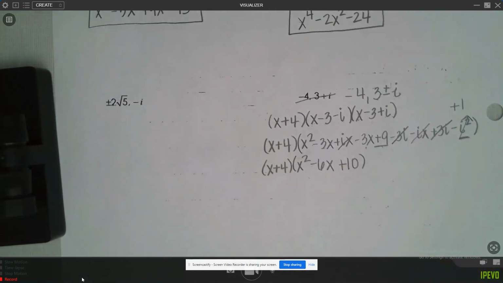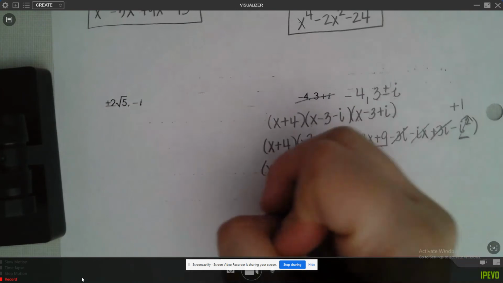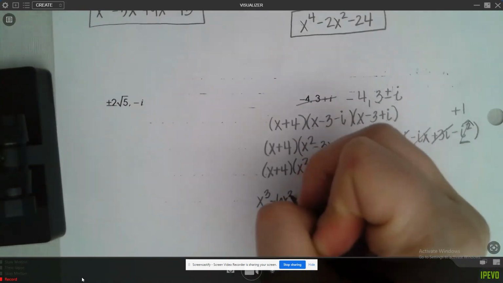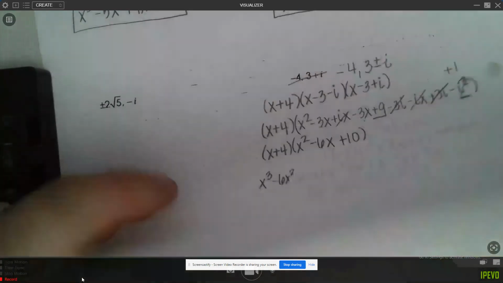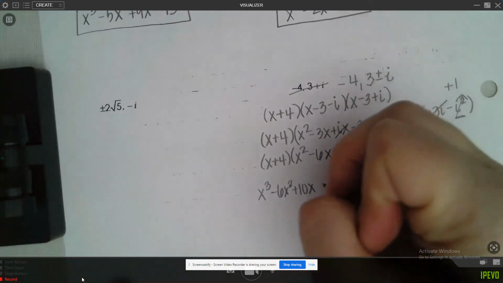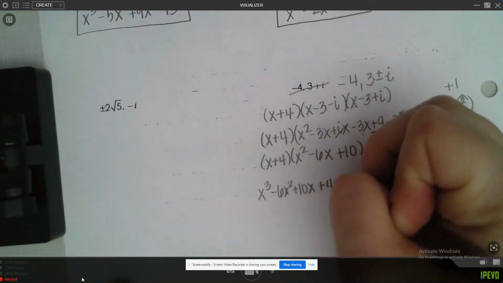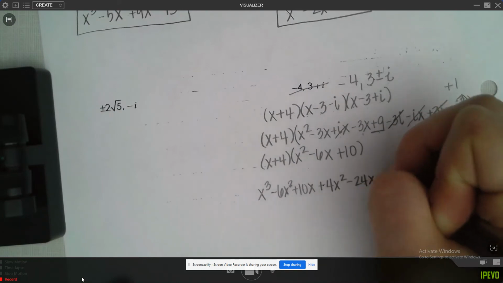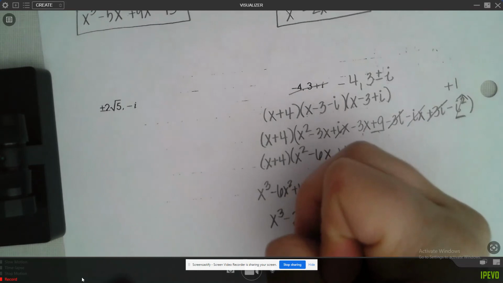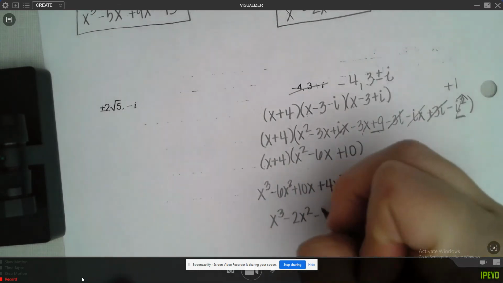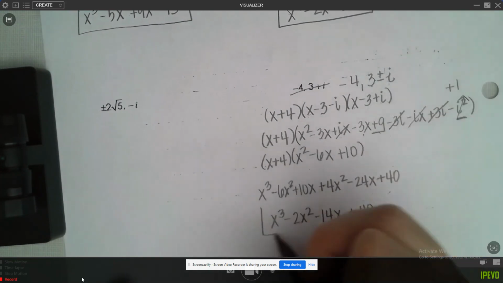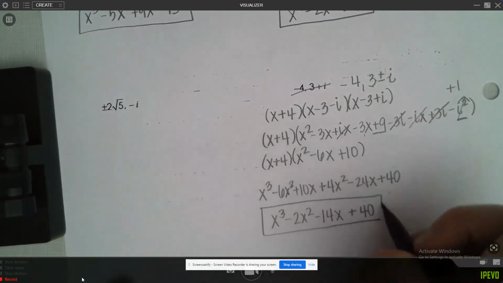What are we going to do from there? Just keep distributing like we were. So x cubed minus 6x squared. Ew. Plus 10x plus 4x squared minus 24x plus 40. So x cubed minus 2x squared minus 14x plus 40.